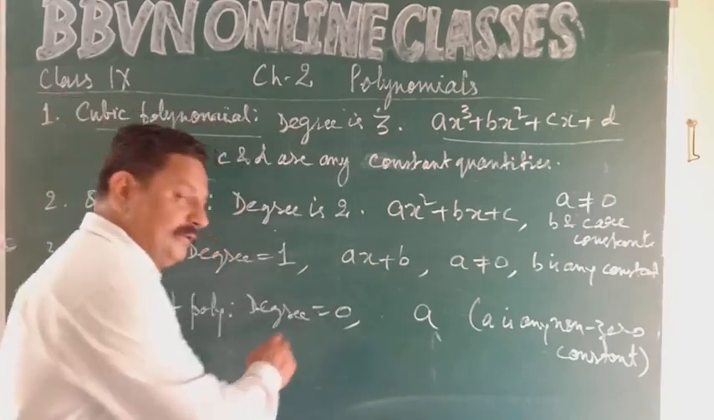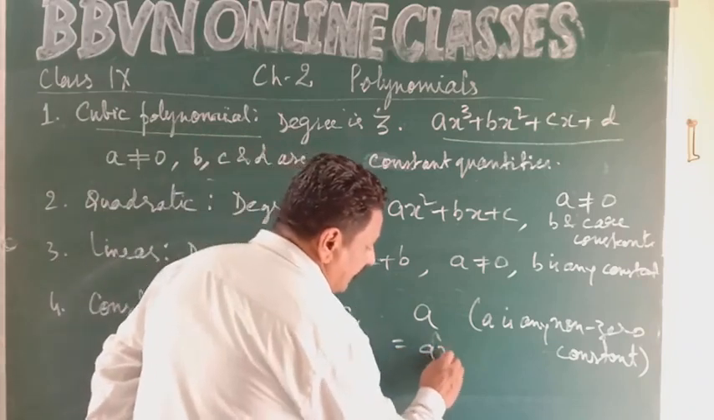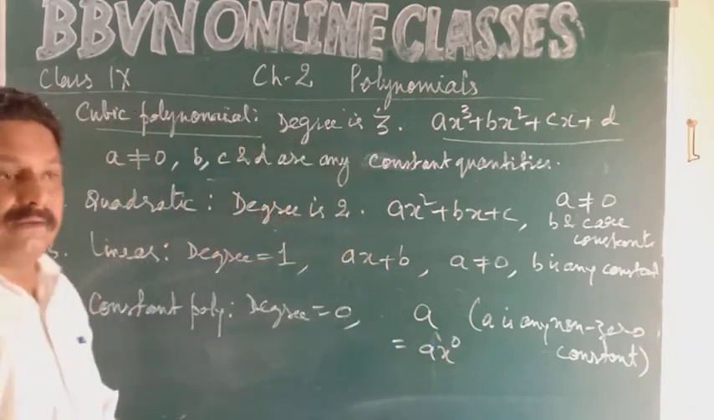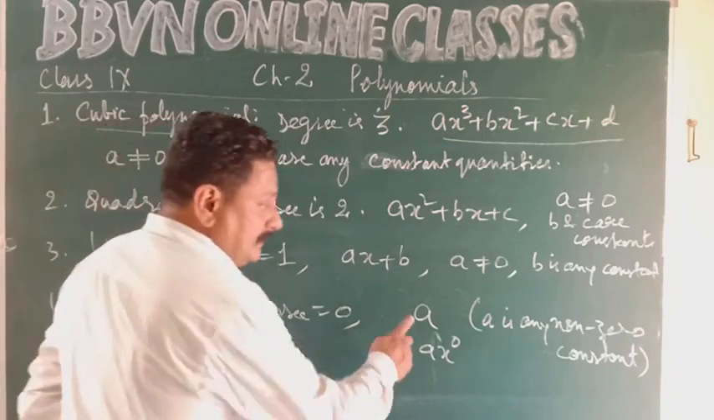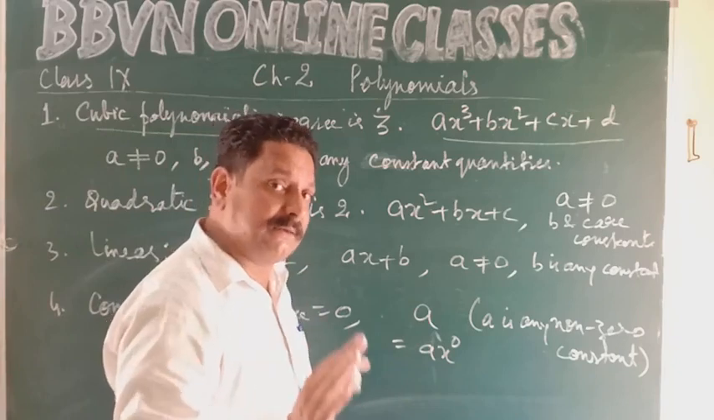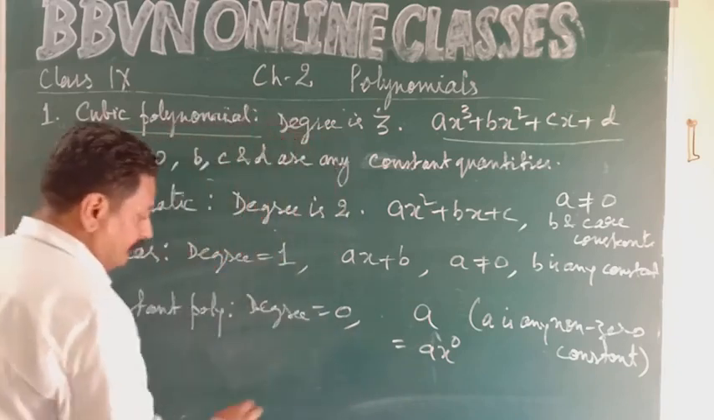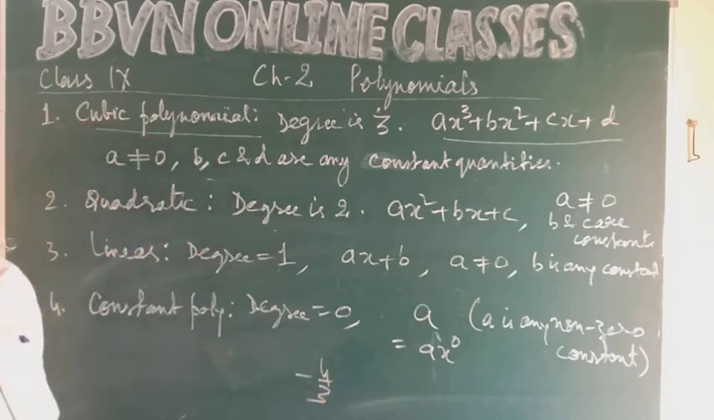So degree is 0 means the power of variable is 0. So what does A represent? A means A into x to the power 0. And A is any non-zero constant, any real number except 0. A cannot be 0. So for example, minus 4 by 3. This is a constant polynomial.